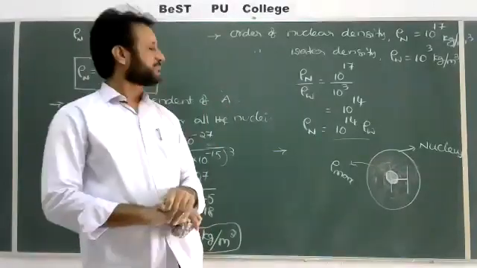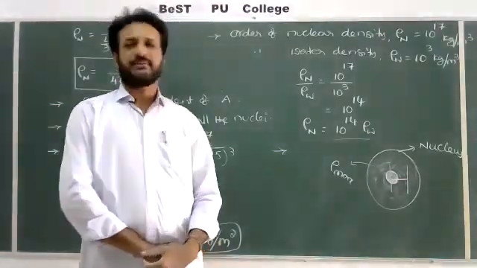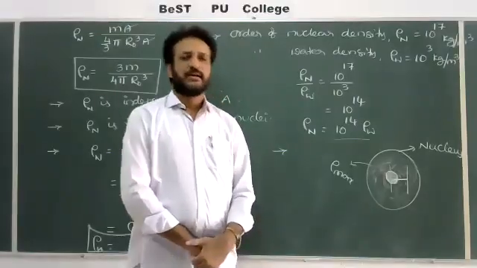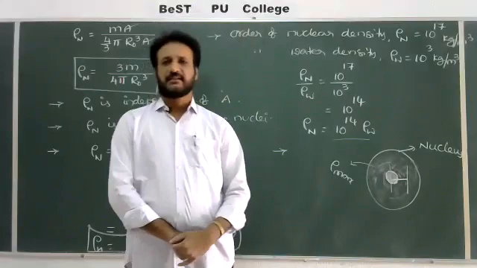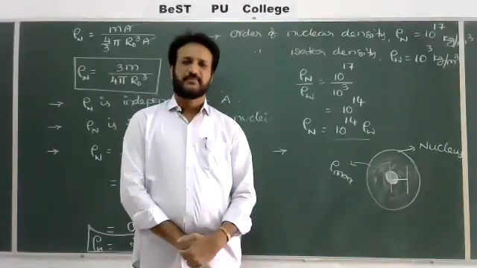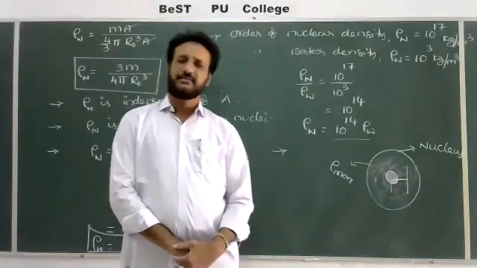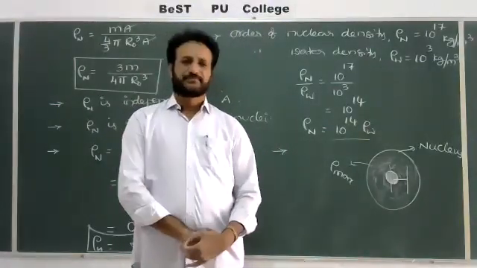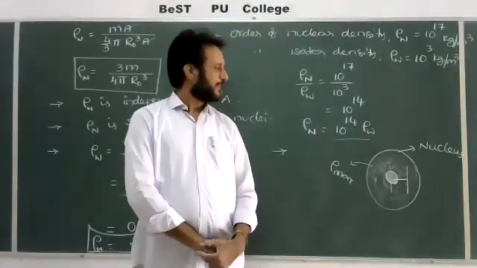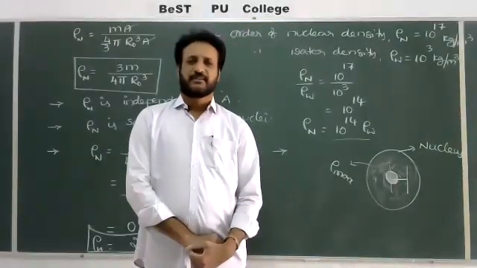The distance between the center of a nucleus to a point where its density becomes half of its center density is known as the radius of a nucleus.